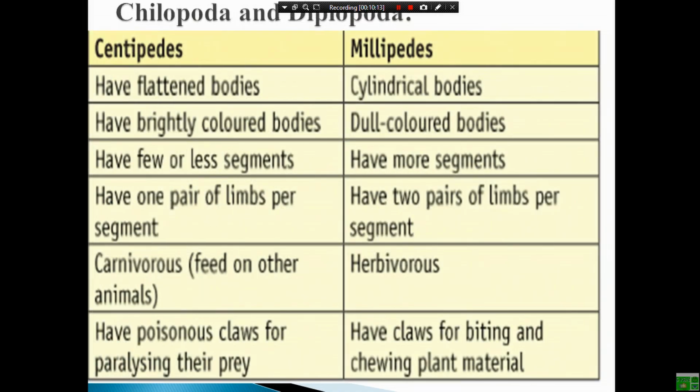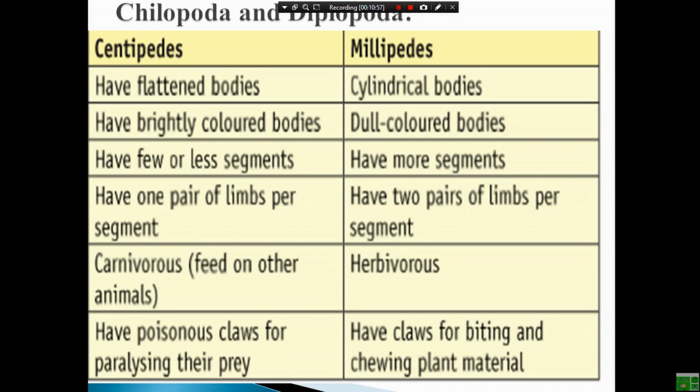The next classes are class Chilopoda and class Diplopoda. Let's discuss those in a table, like compare and contrast. Chilopoda are centipedes and Diplopoda are millipedes. Centipedes have flattened bodies, whereas millipedes have cylindrical bodies. Centipedes have brightly colored bodies, whereas millipedes have dull colored bodies. Centipedes have fewer segments than millipedes. Millipedes have more segments.